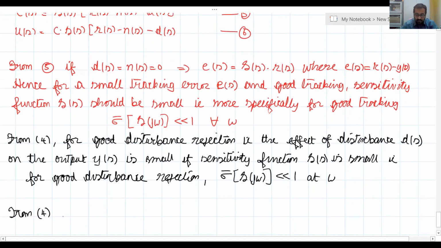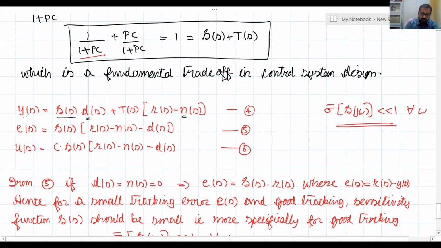Are you following me what I'm saying? This is equation 4, which corresponds to the output signal. You can see the output signal is influenced by the disturbance D of S, the command input R of S, and noise N of S. How can we have the effect of disturbance minimum on the output? Then S of S, the sensitivity function, must be as small as possible. Now we are looking at how we can minimize the effect of noise on the output signal. For that we need the complementary sensitivity to be small.